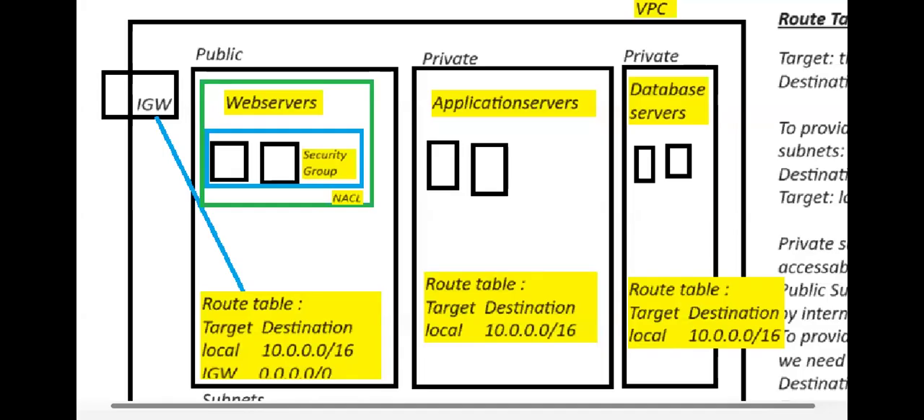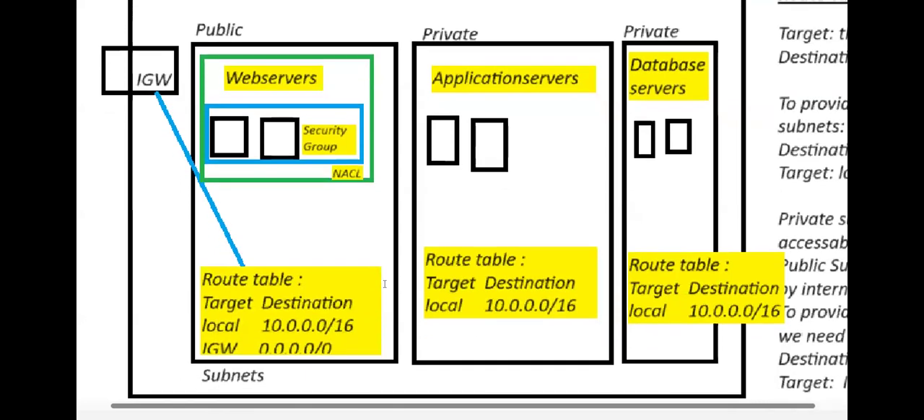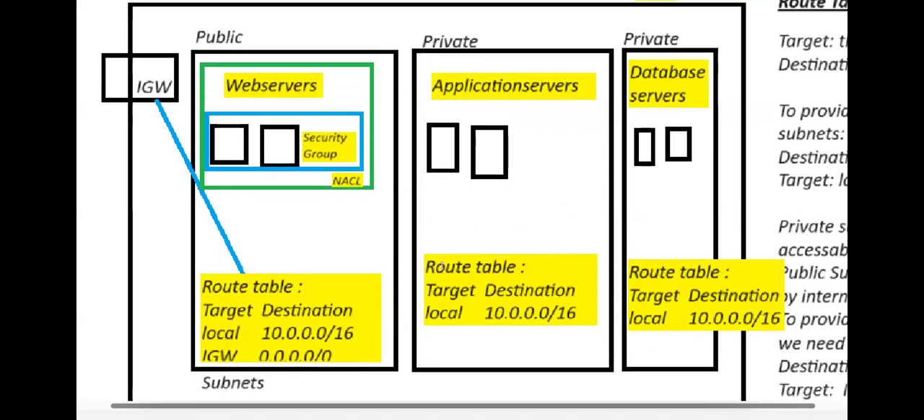Hello guys, welcome back. In this video, let us learn about one more interesting topic related to VPC. Now, you can see in this VPC, I have web servers, application servers, and database servers. My application servers and database servers are present under my private subnets, so they do not have access to the internet.